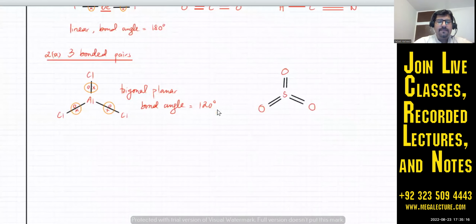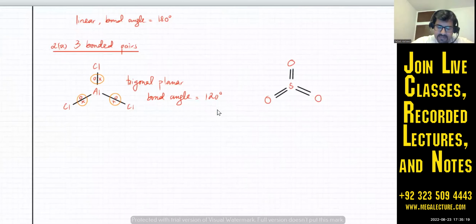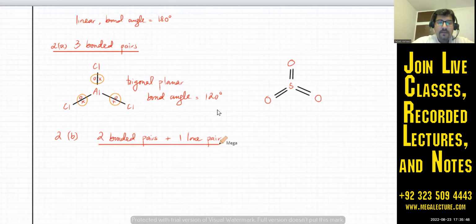But sometimes there's going to be another variant of this, and that is that it will have lone pairs. So the 2-part B variant is going to have 2 bonded pairs. So total pairs are still 3. You'll have 2 bonded pairs plus 1 lone pair.